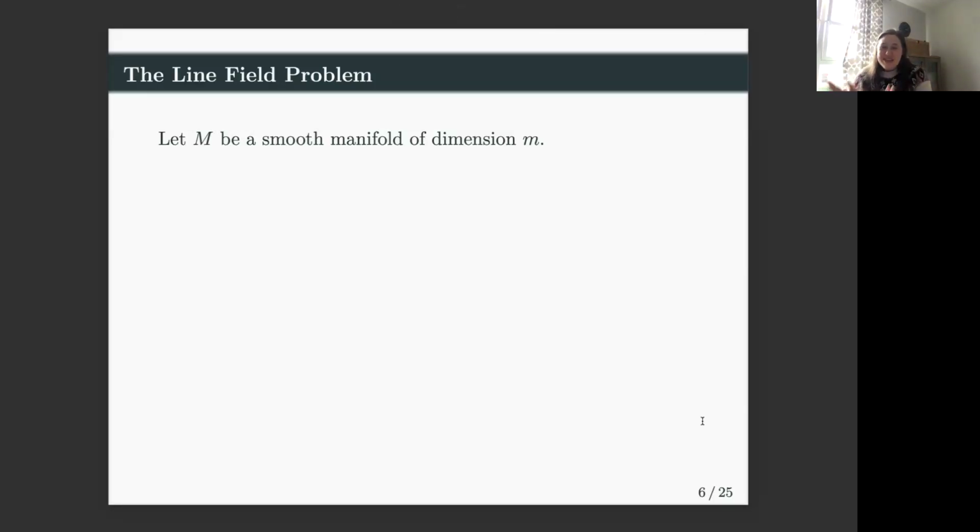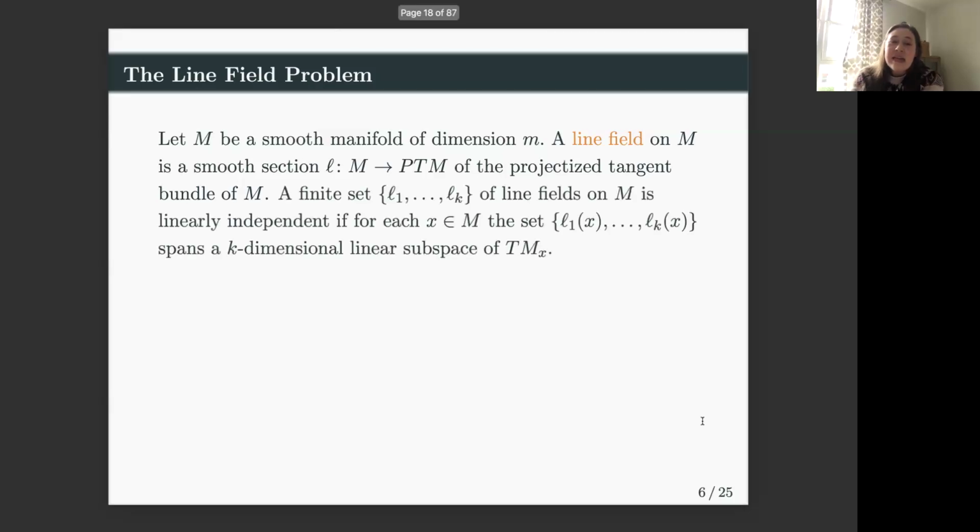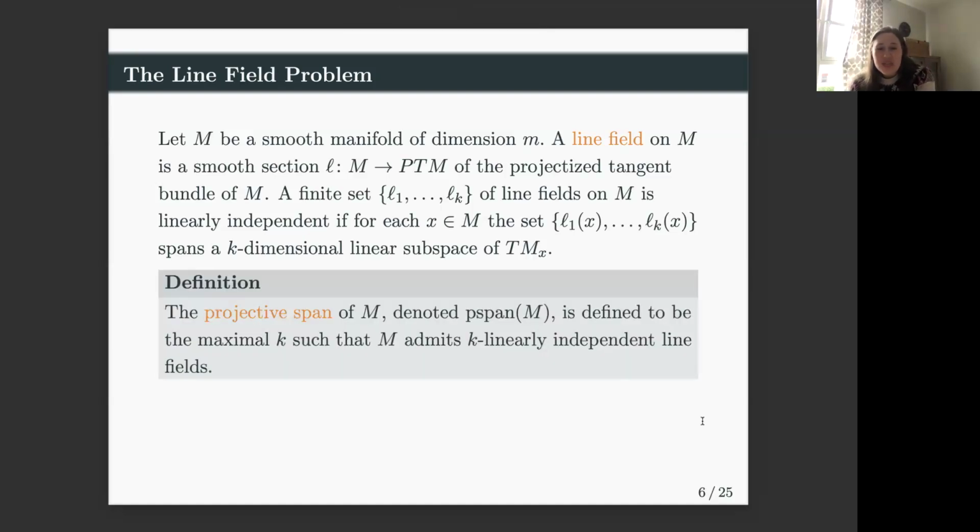Okay. What I've told you so far is about span, and I've given you a few examples, and I've told you about stable span, particularly about the stable span of CPN. I'm not really that interested in vector fields. I'm more interested in line fields. So a line field on a manifold is now a smooth section of the projectivized tangent bundle. So the fiber is real projective space. And this time, if we have k line fields, we say that they're linearly independent if for each point on the manifold, the k lines assigned to that point span a k-dimensional linear subspace of the tangent space at that point, is what I mean by that. And mutatis mutandis, projective span is defined to be the maximum number of linearly independent line fields on the manifold. So line fields instead of vector fields.